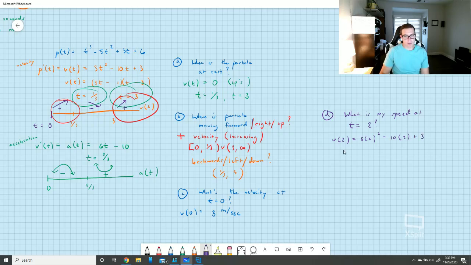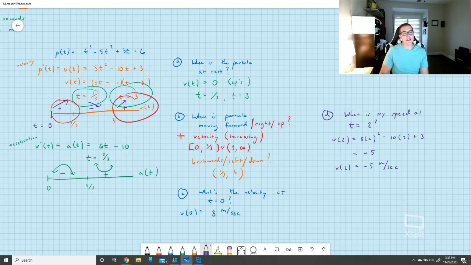And this is going to be important for next lesson, but it's a little preview. 2 squared is 4, 12 minus 20 is -8, plus 3 is -5. Good. We're moving backwards. That's what velocity means. So the velocity at time 2 is -5 meters per second.